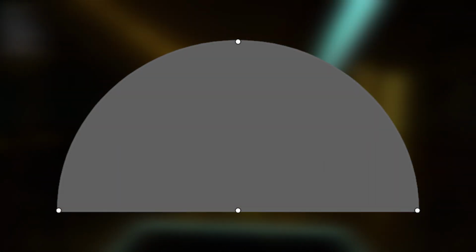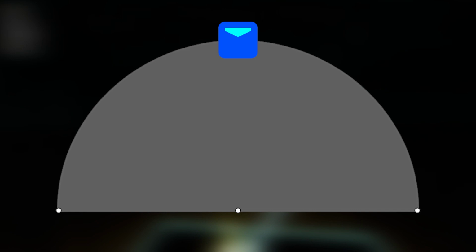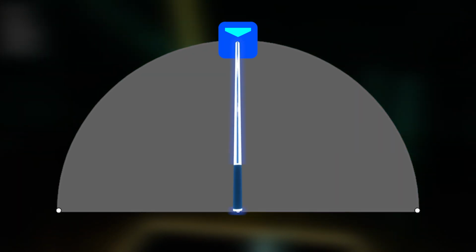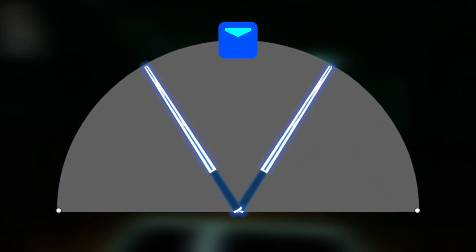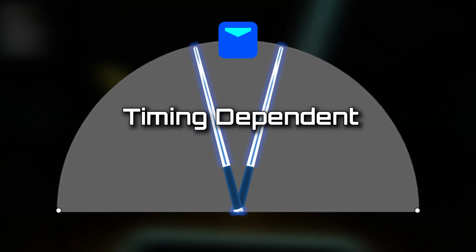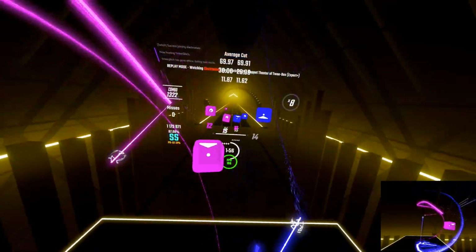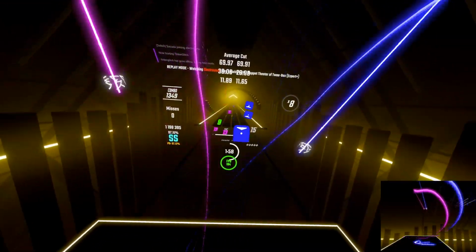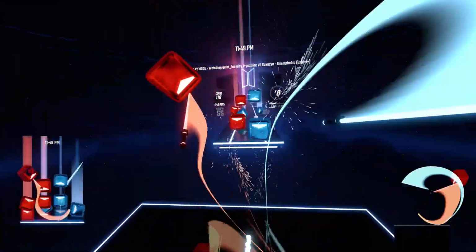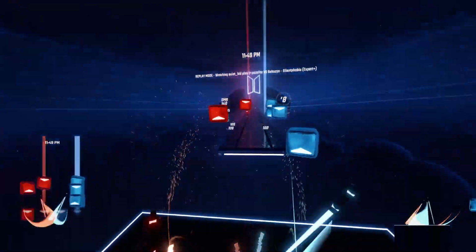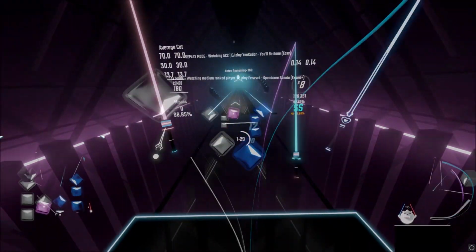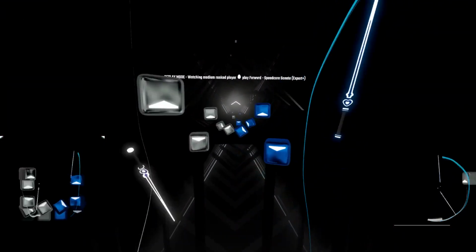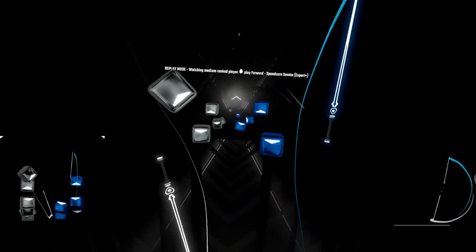We can also visualize this using a demi-circle. Shortly explained, if the saber is parallel to the direction of the note, the swing will be timing independent. If not, then it will be timing dependent. Keep in mind that timing dependence is an advanced mechanic. Applying this to your gameplay really becomes useful once you have mastered the fundamentals of Beat Saber. Having good saber control and being able to consistently full swing are necessary to make good use of this.